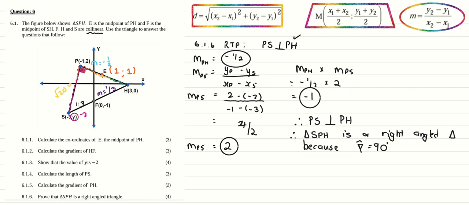So lastly, what we did was we had the gradient of PH. We found the gradient of PS. Then we used those gradients to show that this is 90 degrees. And using that fact, we could say that this is a right-angled triangle because we have that 90-degree angle in the corner.